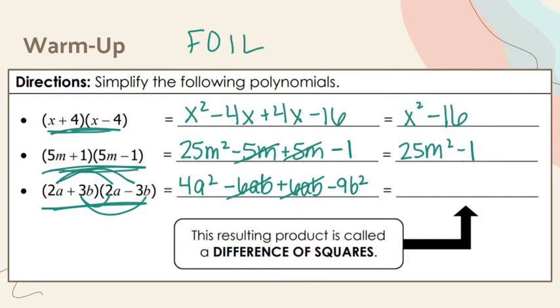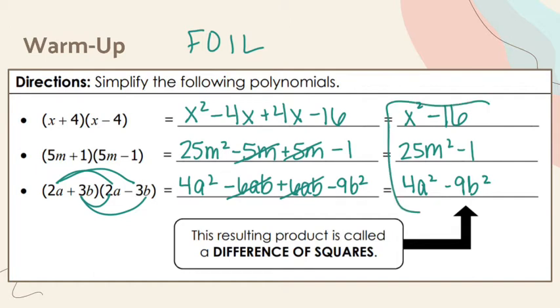If you look at all the sets of binomials that we've multiplied together, they all have something in common. The first terms are the same and the second terms are the same, but one is positive and one is negative. That's the same for all 3 examples. That is the reason that our middle terms cancel. If that's not the case, then these are not going to go away. So you can't just assume that every time. Okay, anyway, this simplifies to 4a squared minus 9b squared.